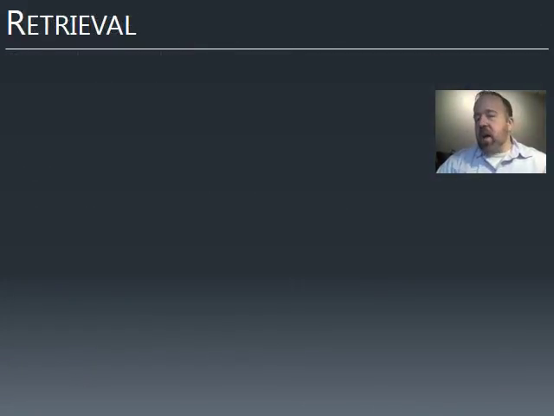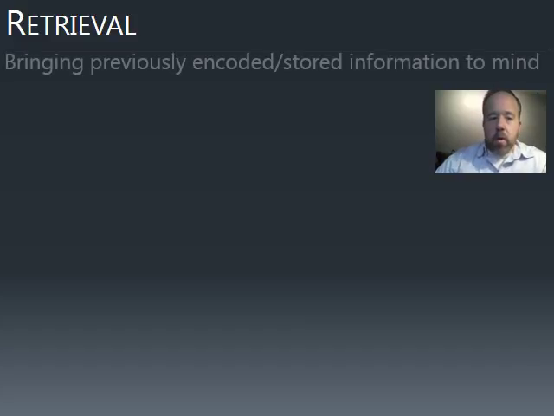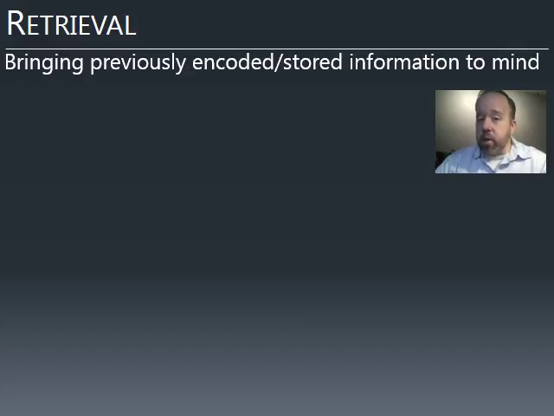All right, so we have encoding, which gets information into a format that can be stored. We have storage, which maintains information over time. We just saw that there are different forms of storage that correspond to different amounts of time. And then we have retrieval, which is the process of bringing that encoded and stored information to mind. So again, it wouldn't do as much good if we could store information, but then never access it again. And so retrieval is the act of bringing it back into your mind.